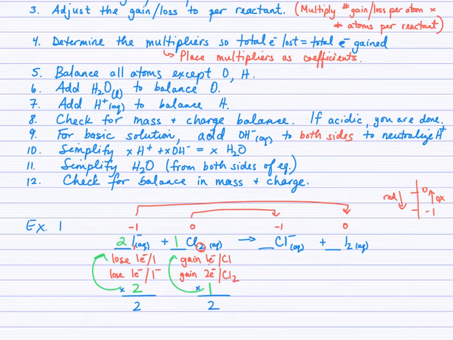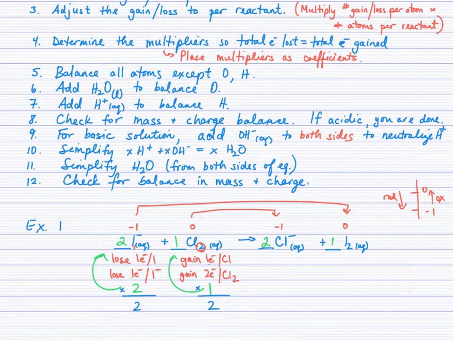Now we're finished with all of this work right here. Okay, and now we're focusing in on step number 5, balancing all atoms except O and H. So 2 times 1, there's 2 iodine here, and we come over here and see that there are 2 iodine there. And so that would fix a coefficient here at 1. If we look at the chlorine here, 1 times 2, there's 2. So we come over here, and having only 1 there, we need to put a coefficient of 2 here.